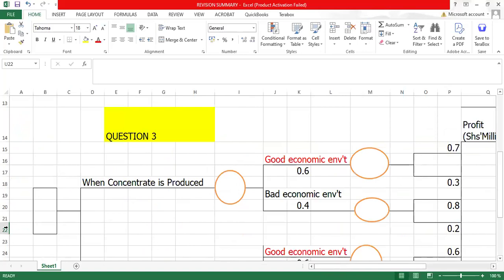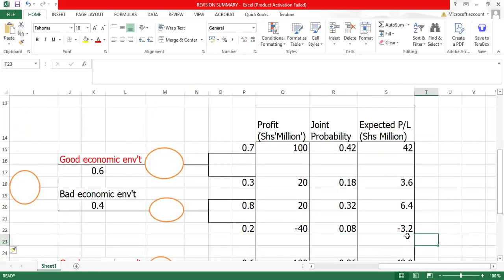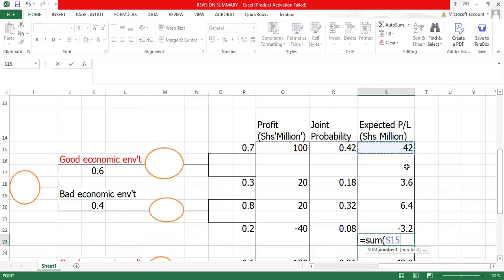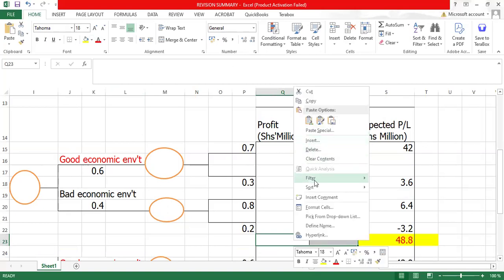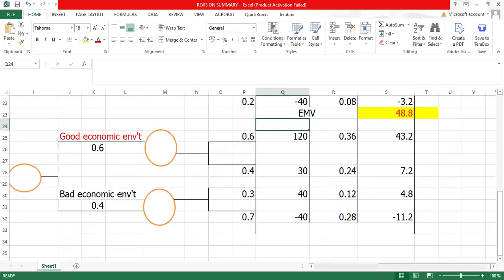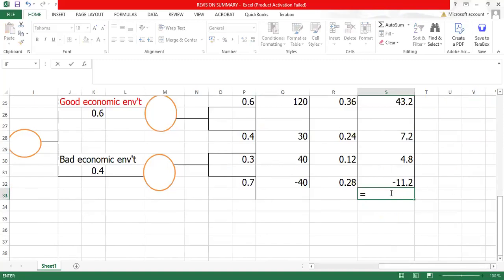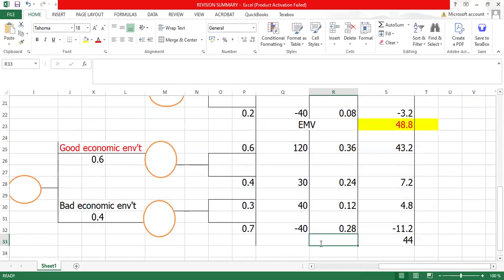Even sometimes in an exam, it's allowed to add, like, you add this and put it here. It's also allowed. This is just expected. I can call this one expected monetary value. Also for another alternative, that is when concentrate is imported, you can also add this. Also, this is expected monetary value.